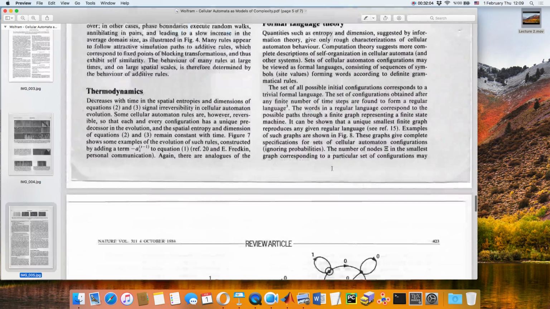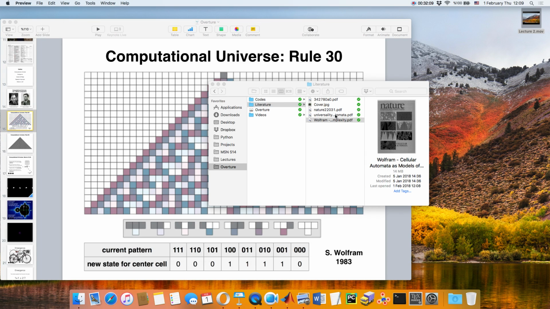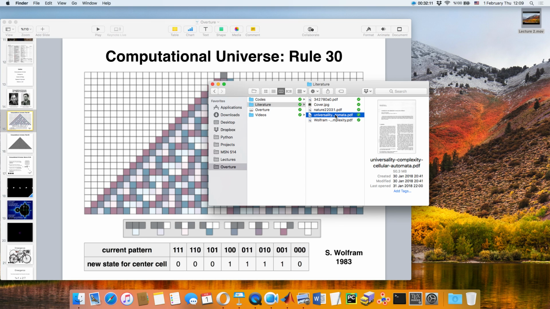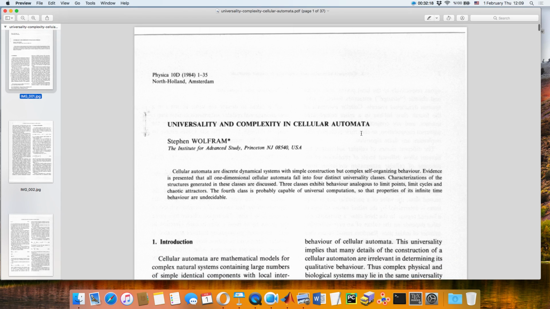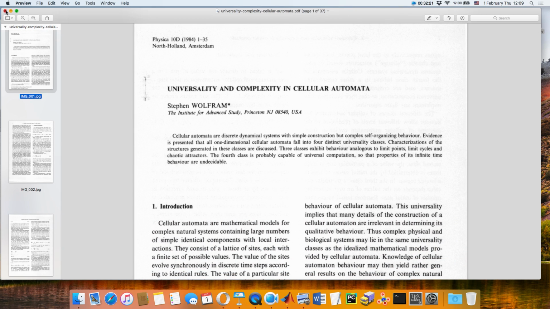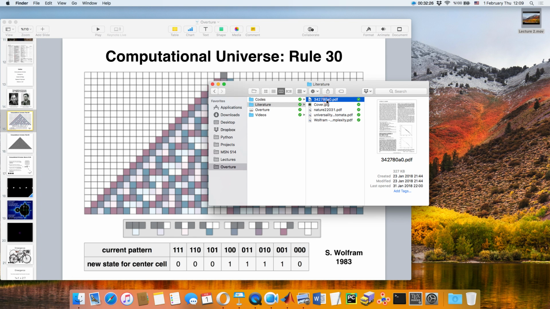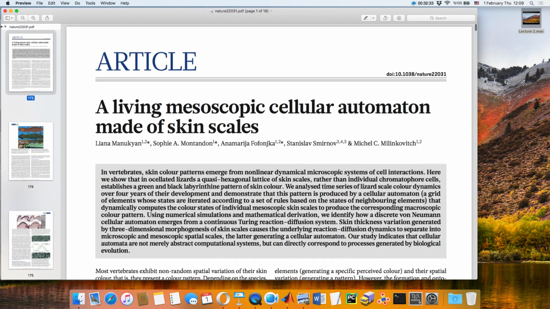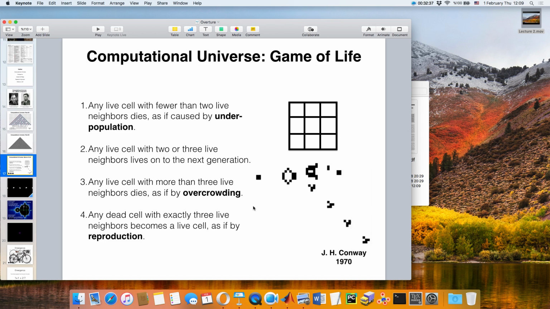And it didn't stop there. He wrote all kinds of things. Is this also his? Okay. Universality and complexity in cellular automata, etc. What is this one? Okay. Before we move to Game of Life, we will also check out Game of Life today, which is this one.